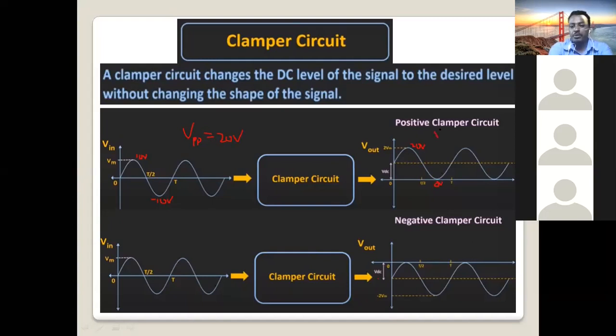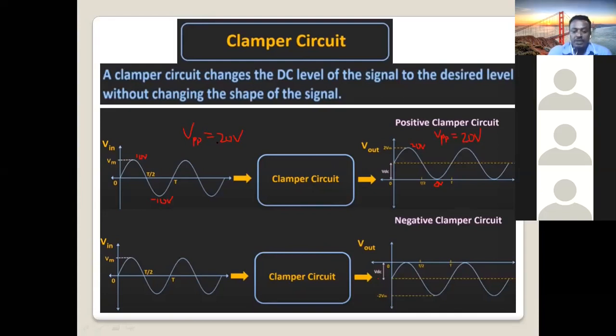So what will be the peak-to-peak voltage here? 20 minus 0, it is 20 volt. So you can see that when you clamp a signal, the peak-to-peak voltage remains the same. The waveform remains the same. We are not adding any energy here, simply shifting the average or the DC level.